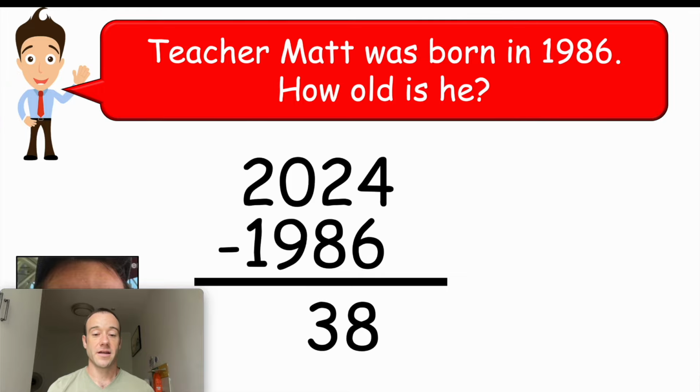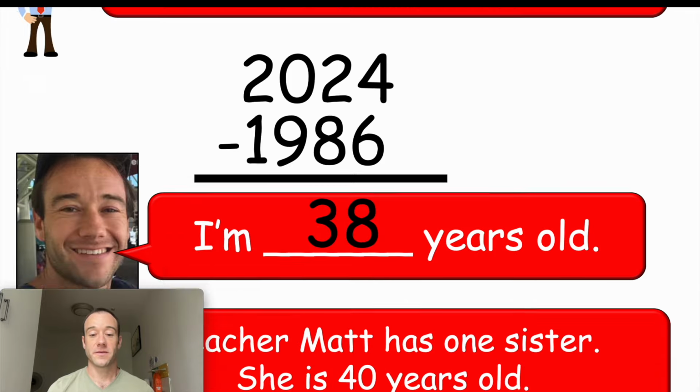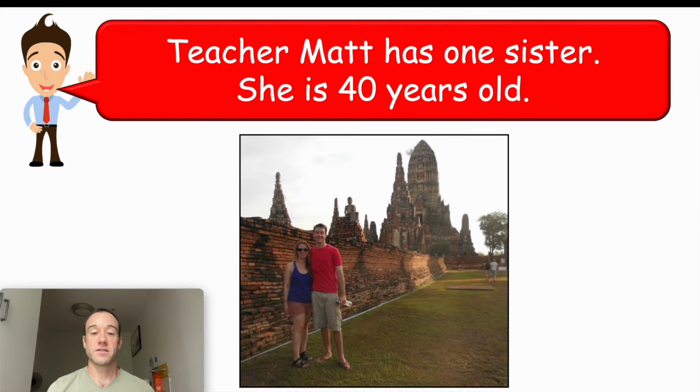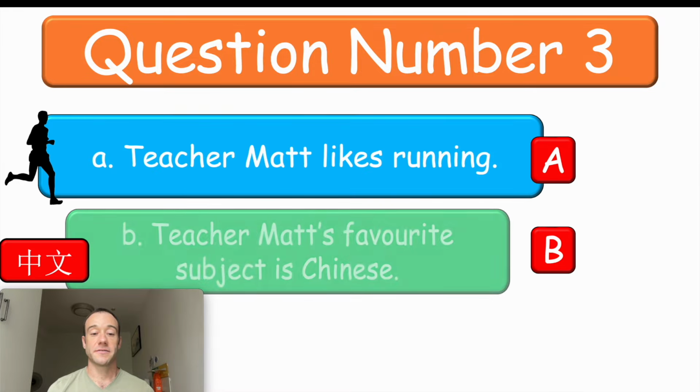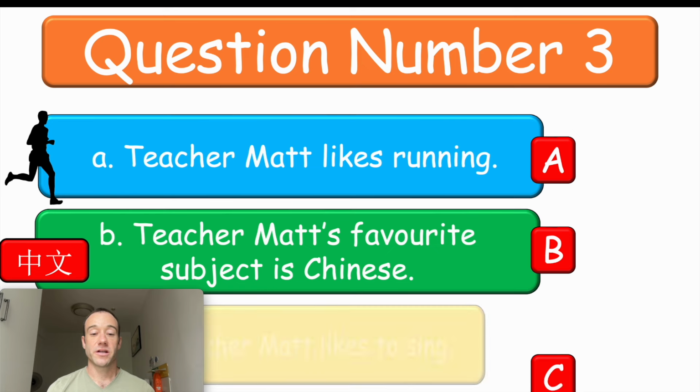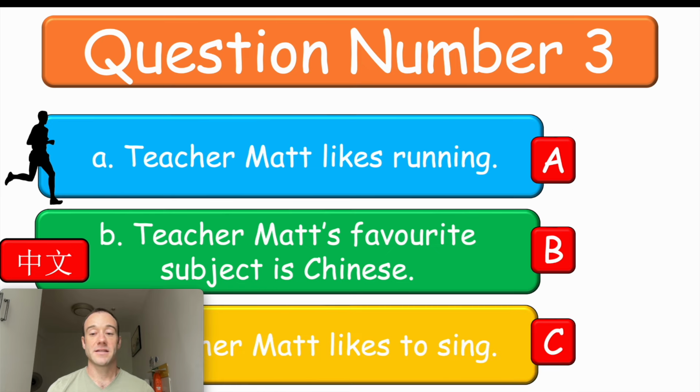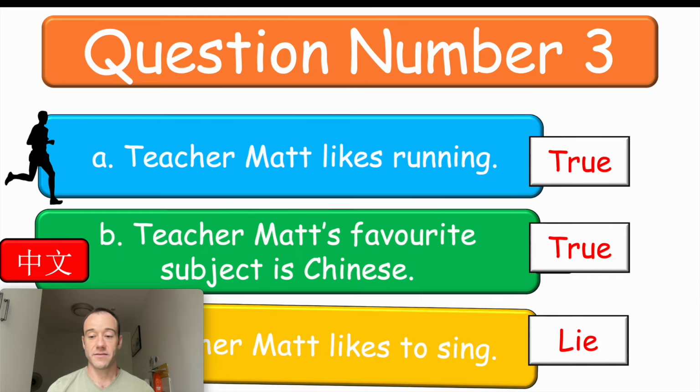Okay, 38 years old. Okay, teacher Matt has 1 sister. She is 40 years old. There's my sister. Okay, question number 3, same deal. Teacher Matt likes running. Teacher Matt's favorite subject is Chinese. Teacher Matt likes to sing. Okay, what do they think? Which one is a lie? And then reveal the answer.